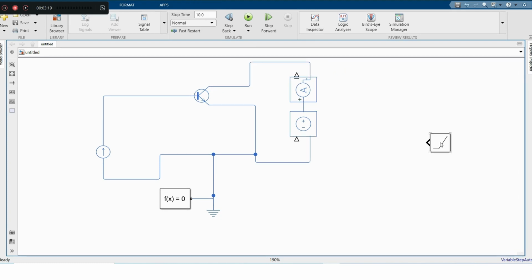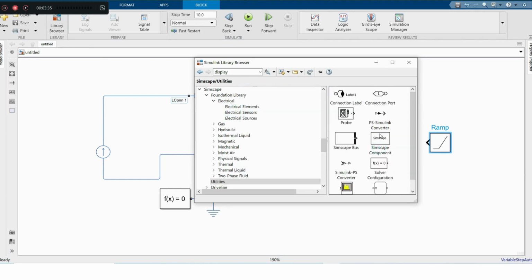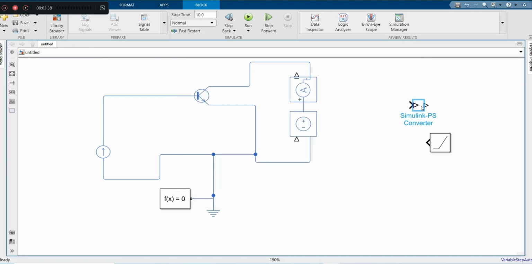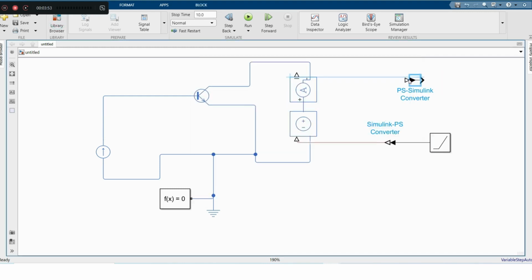So okay, but here the output of the ramp function is a Simulink signal, but the input of the Controlled Voltage Source is a physical signal. So we need a Simulink-PS Converter block, and this is present under Simscape, then Utilities, Simulink-PS Converter. And here the output of the current sensor is a physical signal, but we need a Simulink signal. For that we need a PS-Simulink Converter.